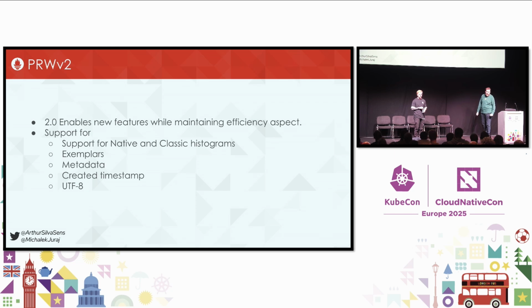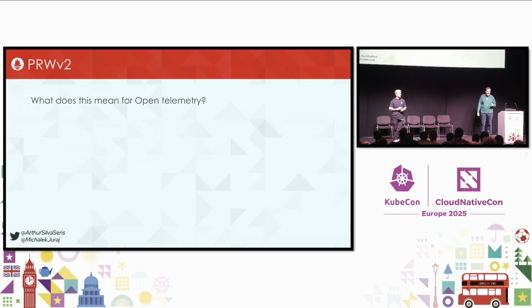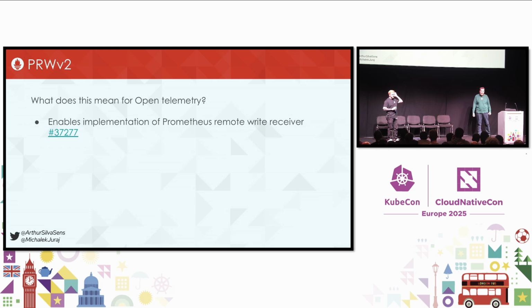And as mentioned, we also have in the Prometheus remote write protocol full UTF-8 support, added specifically to improve compatibility with OTel, because in the Prometheus remote write version 1, you would have to do the translations. What does this mean for OpenTelemetry? As I mentioned, this enabled us to implement the Prometheus remote write receiver in the OTel collector and allowed us to make the component stateless.